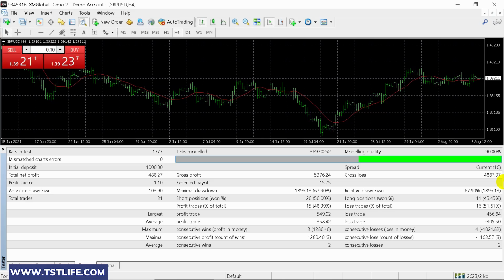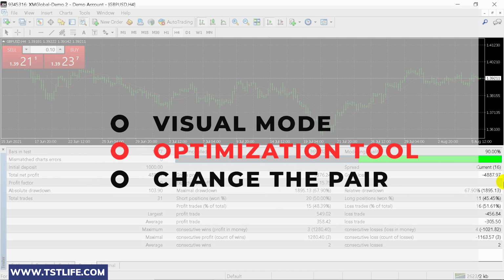We can run the same process again, but with the visual mode enabled, and analyze the losing trades once done.